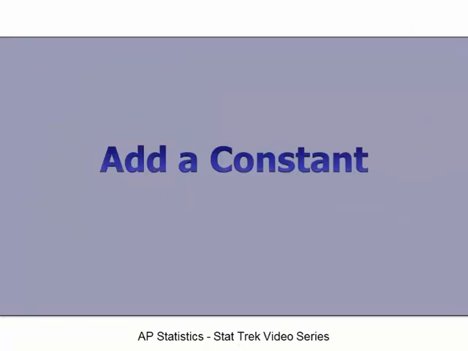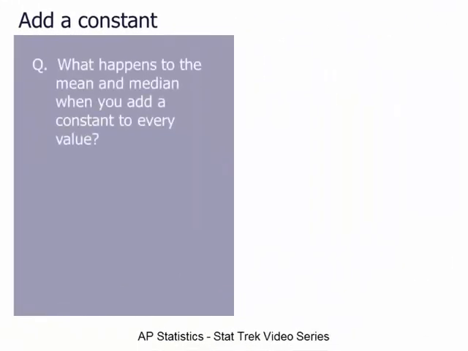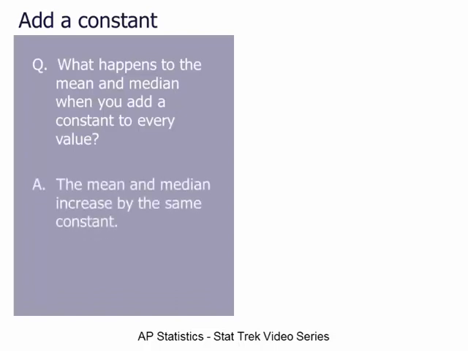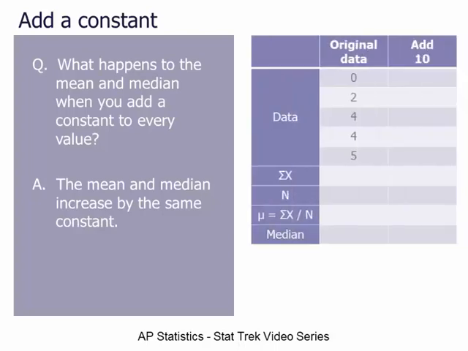If you plan on taking the Advanced Placement Statistics exam, you will be expected to know what happens to the mean and the median when you add a constant to every element in the data set. So what does happen to the mean and median when you add a constant to every value in the original data set? Answer: the mean and median increase by the same constant. Let's work through an example to illustrate this point. In this example, the original data set consists of 5 values: 0, 2, 4, 4, and 5.